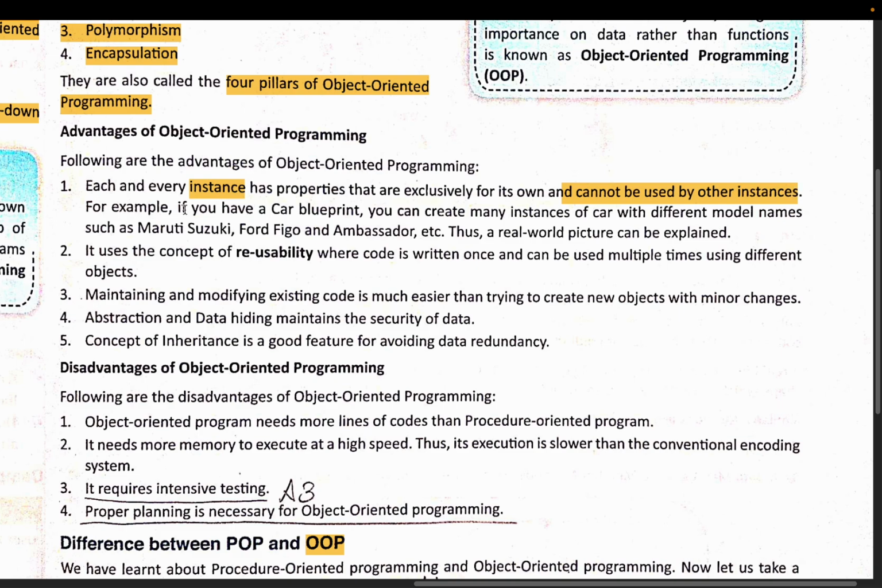For example, if you have a car blueprint, you can create instances of car. You can create as many cars as you want with different model names. That is totally up to you, such as Maruti Suzuki, Ford Figo, Ambassador, etc. Thus, a real world picture can be explained.